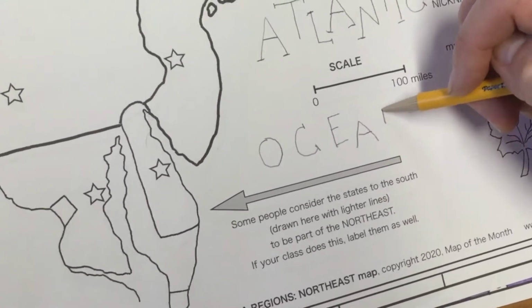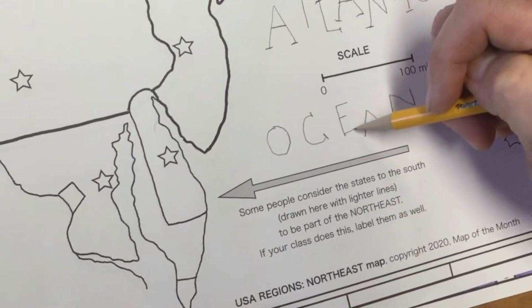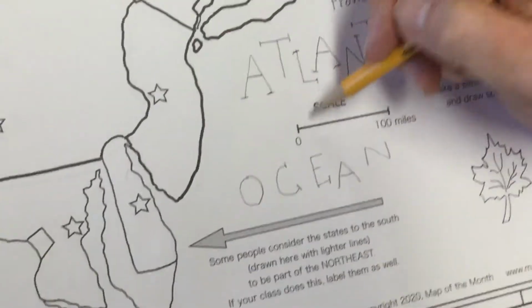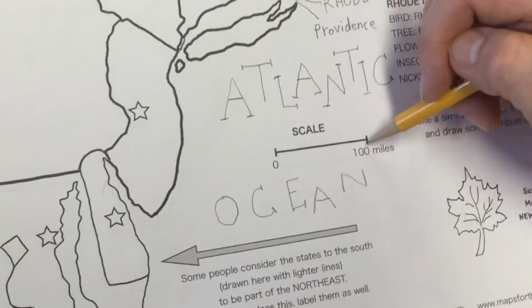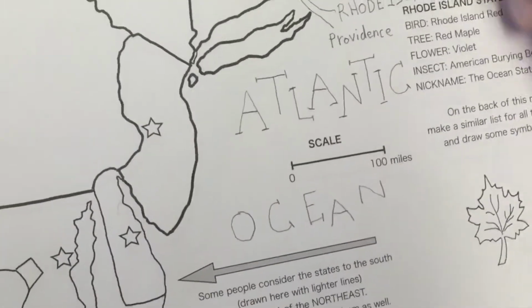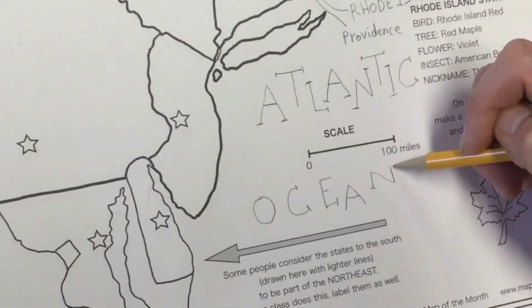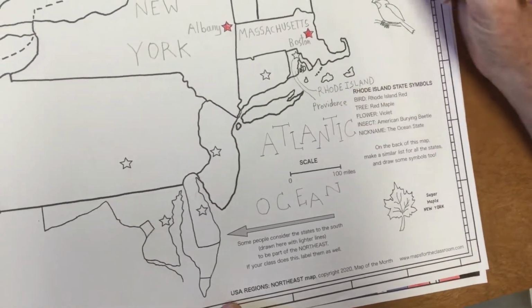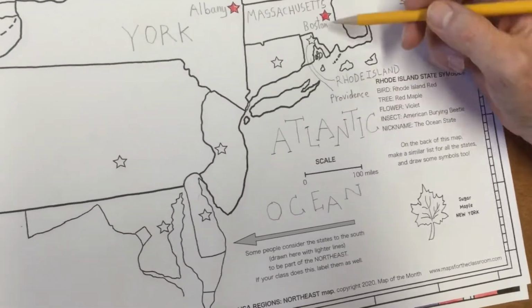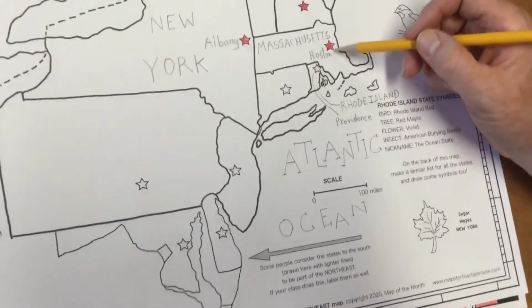Oh, another thing that appears on all the maps is the scale, the map scale. This distance equals 100 miles. The scale will be different for all of the different regions. So you could actually measure different distances on this map.